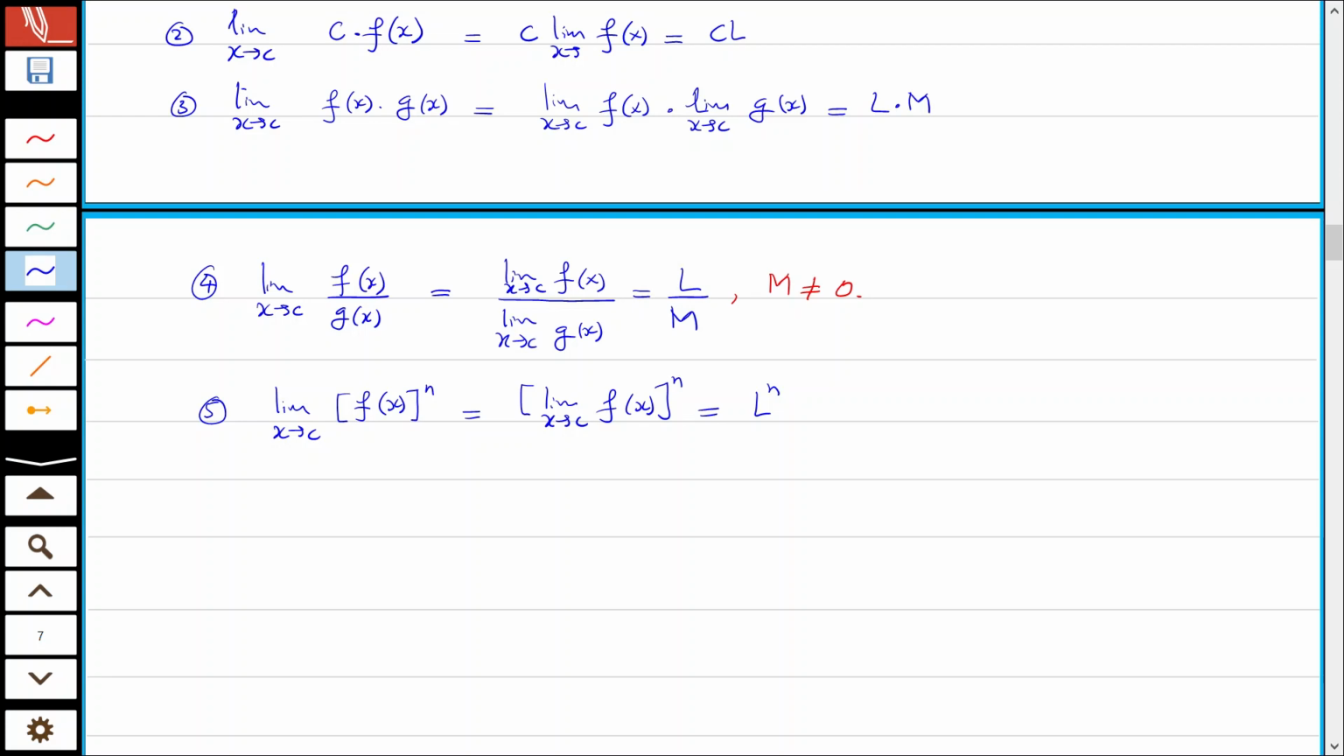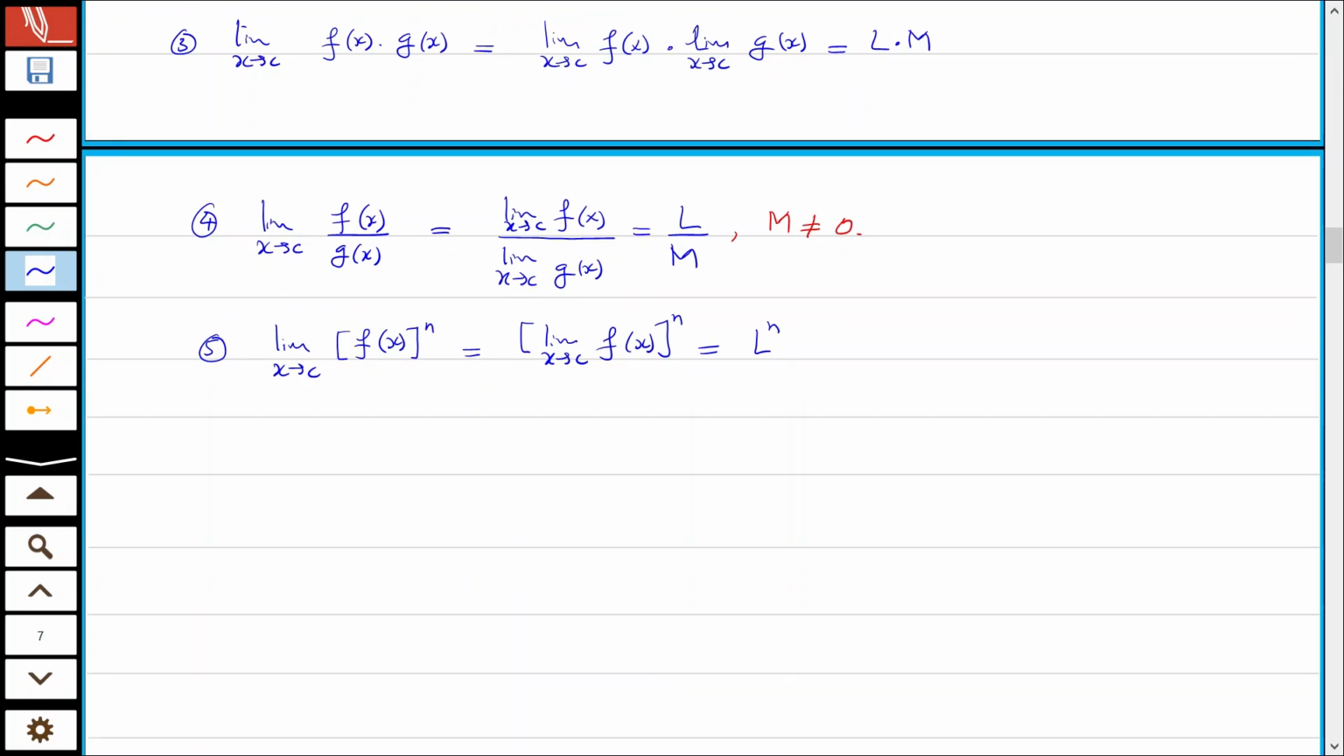N would be a positive integer. N is a positive integer.